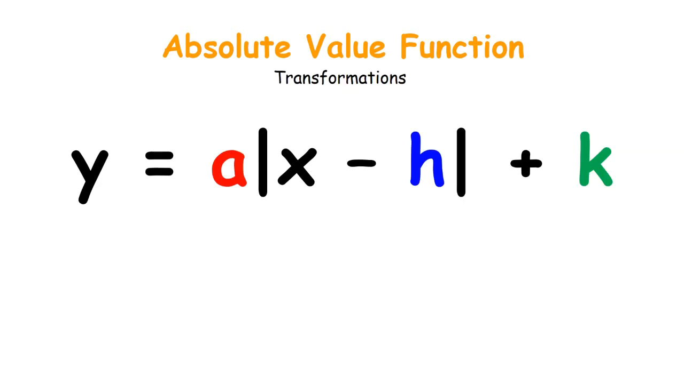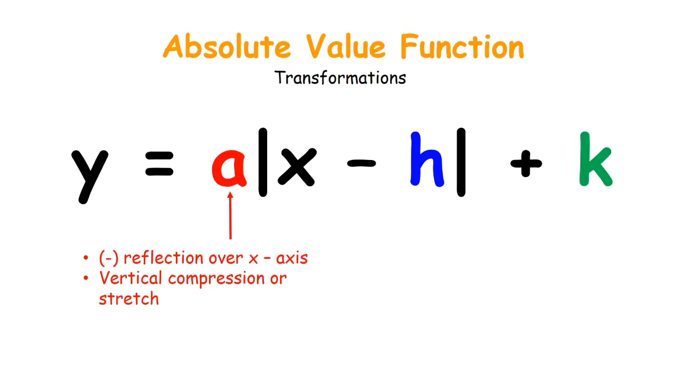Now we want to transform an absolute value function. This is its standard form in which it gets transformed. Now this format is very similar for other functions as well, so they all transform in a very similar manner. So the A is going to indicate a reflection over the x-axis if it is negative, and then any value, so any number, is going to indicate a vertical compression or stretch.